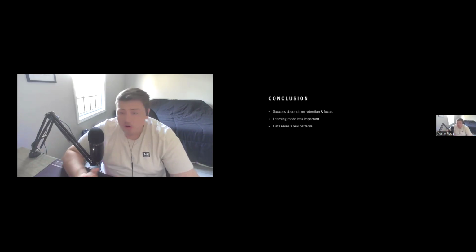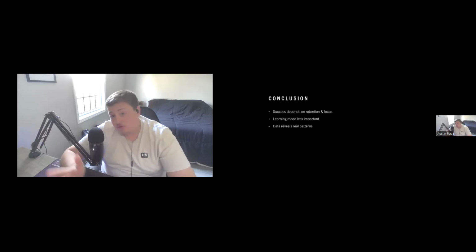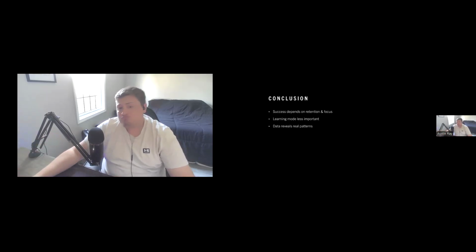Overall, both learning methods can be effective depending on how well students engage with the material. Some students learn better in person, some students learn better online. In that scenario, it didn't really have much of an effect. The main two were retention and focus levels, with studying not having a big effect.